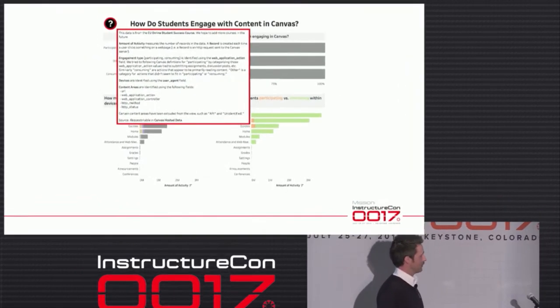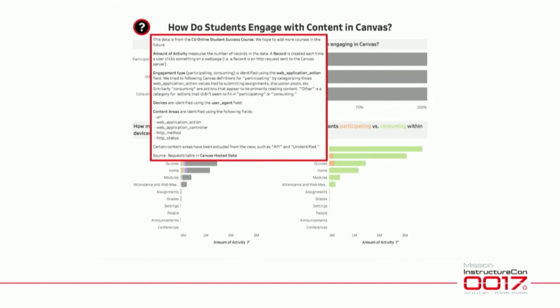And then lastly, we wanted to communicate some of these decisions and data definitions to our end users, like people like Alex. So when he's working with a faculty member, and he's like, oh, how did we categorize participating and consuming again? He can just hover over that question mark in the top left, and this tooltip will pop up with some of that data definition information, or whatever I want to put in there.